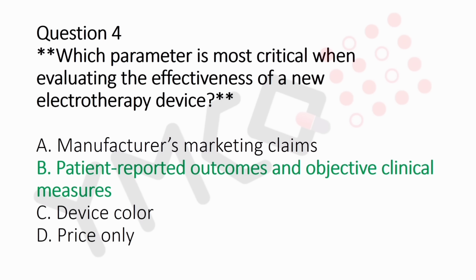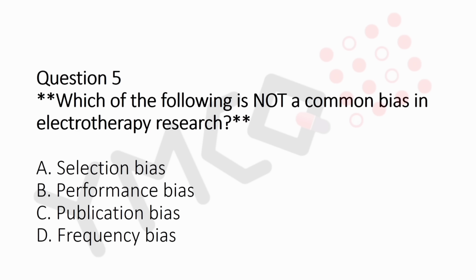Now let's move to question number 5. Which of the following is not a common bias in electrotherapy research? Option A, selection bias. Option B, performance bias. Option C, publication bias. Option D, frequency bias. And the answer is option D, frequency bias.